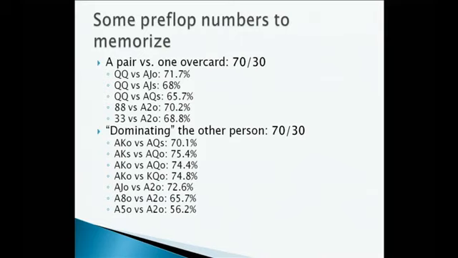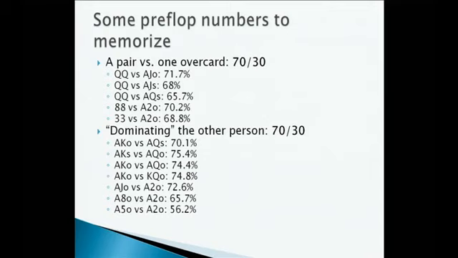So dominating means one of your cards is the same, but the other card is different and yours is higher. Okay, so ace-king off against ace-queen suited, pretty good situation to get in poker. You're 70%. If you're suited and they're not, then you're 75%. If neither of you are suited, it's 74%.